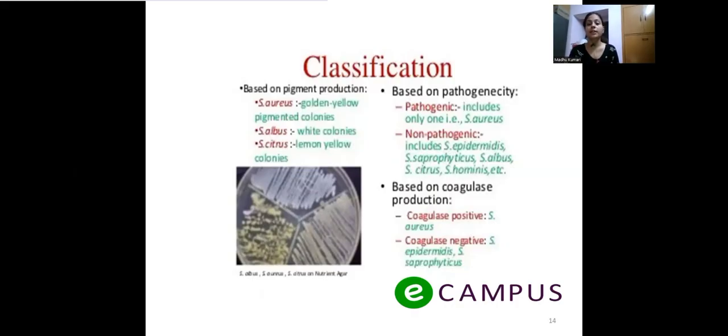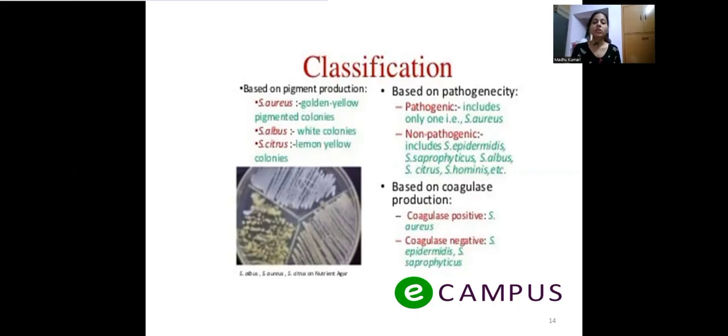And the pathogenic category includes only one, that is Staphylococcus aureus, and the non-pathogenic category includes Staphylococcus epidermidis, Staphylococcus saprophyticus, Staphylococcus albus, and Staphylococcus citreus, which appears lemon yellow in color, right? So Staphylococcus citreus is non-pathogenic. Staphylococcus aureus is the most pathogenic, and Staphylococcus epidermidis, Staphylococcus saprophyticus, Staphylococcus albus, Staphylococcus citreus, and Staphylococcus hominis are non-pathogenic.